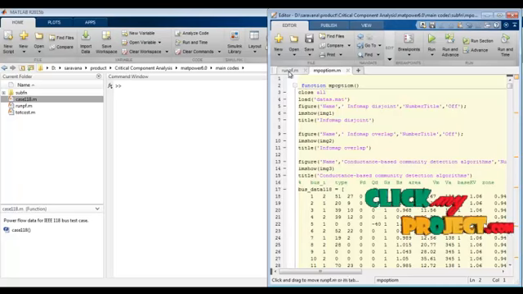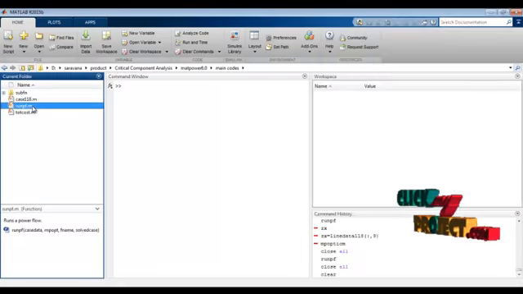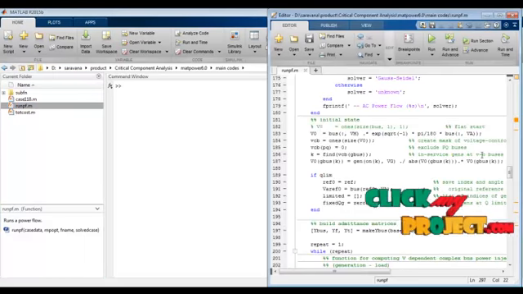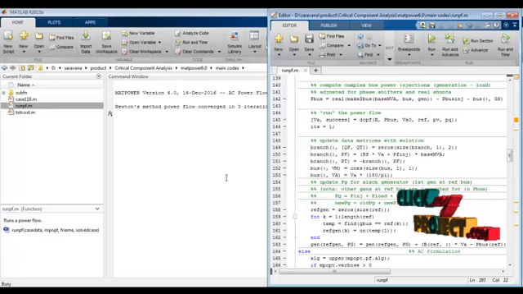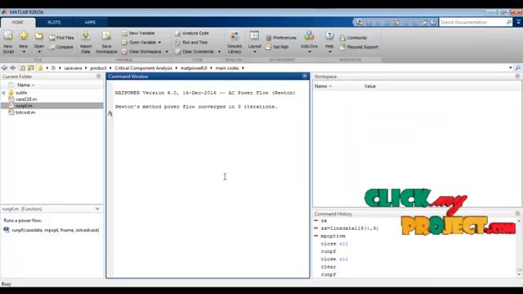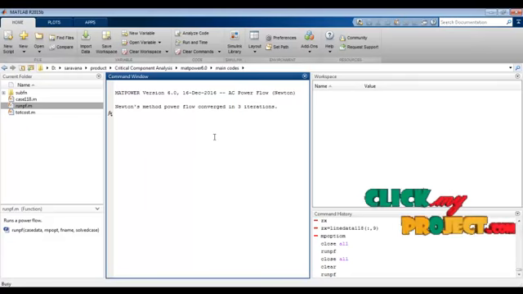And this run OPF, sorry, run PF is very important. So run this file. It converges in 3 iterations. Still it's loading.